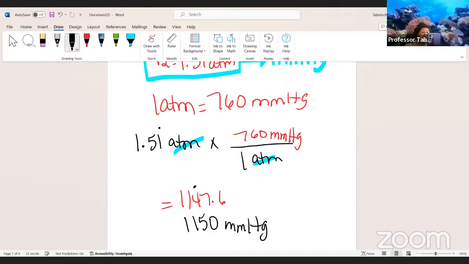So when you're doing these problems and you're looking in the back of your book and you're like, well, wait a minute, I didn't get that answer. I got 1147.6. You got to remember the significant digits rules. And so the answer is 1150 millimeters of mercury. Okay.